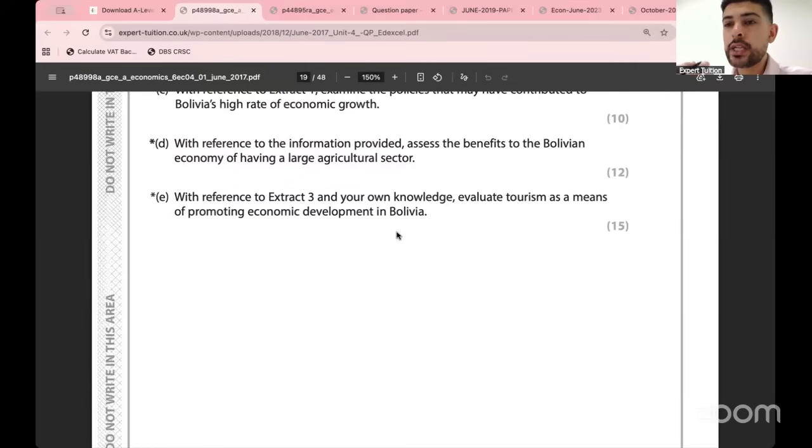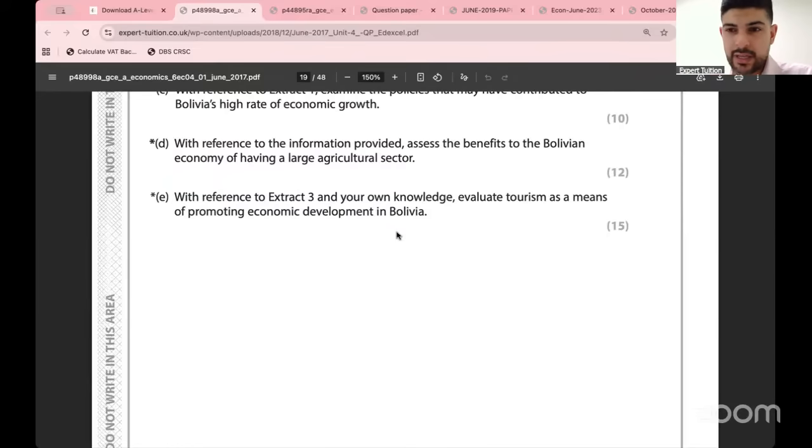And so suddenly you could end up with less demand for your country. The extract talks about how Bolivia, relative to Peru, if I remember correctly, was not as developed. And so more people might be holidaying in Peru compared to Bolivia, so it might not work. Yeah. Evaluation again, bad things about FDI.